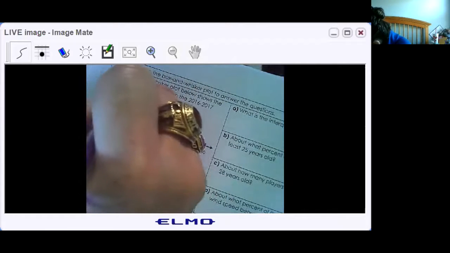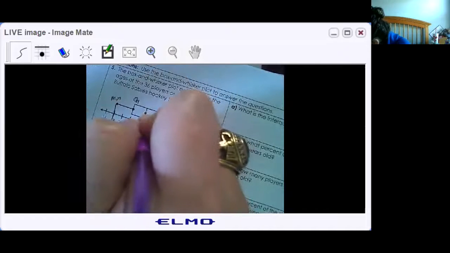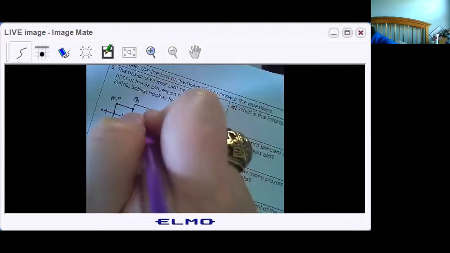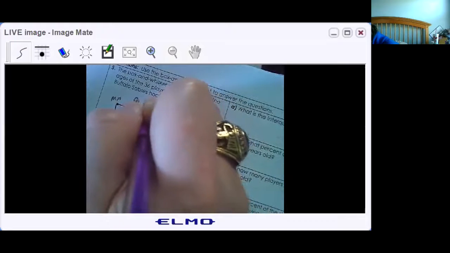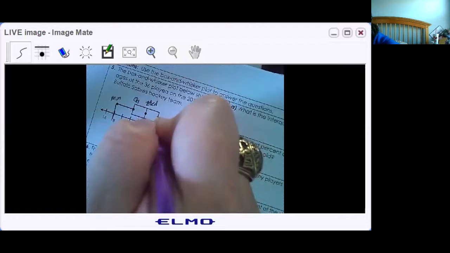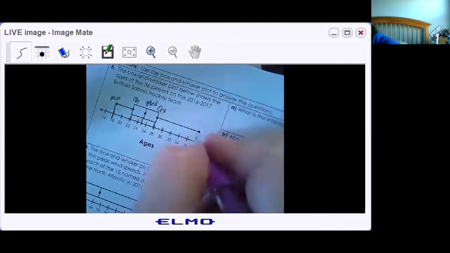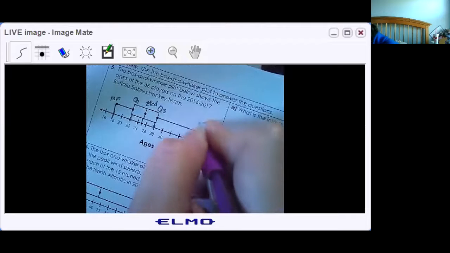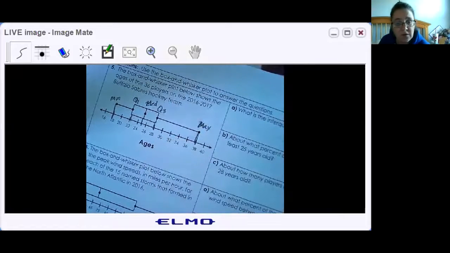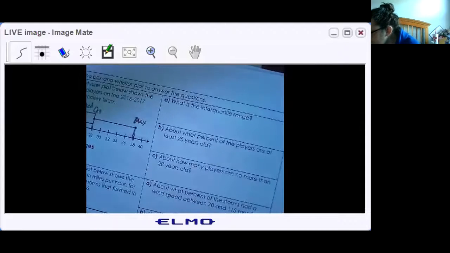18 is my minimum. 22 is my lower quartile. Looks like 25 is my median. 28 is my Q3. And 38 is my maximum. So those are my key pieces of information. Now that I have those, I can answer my questions.